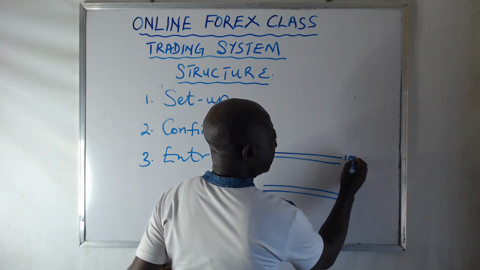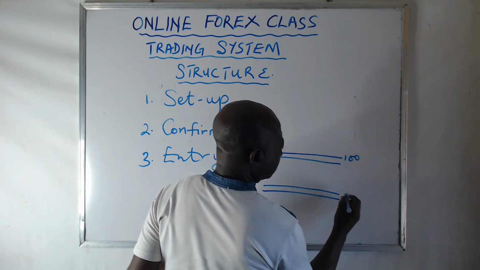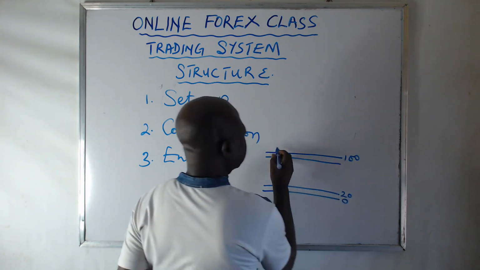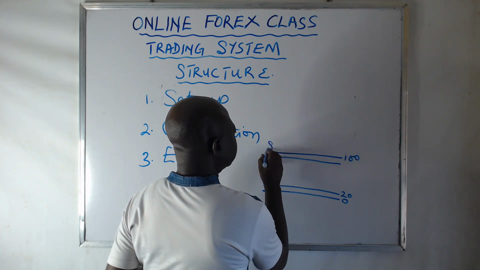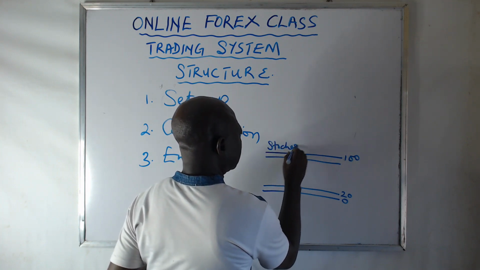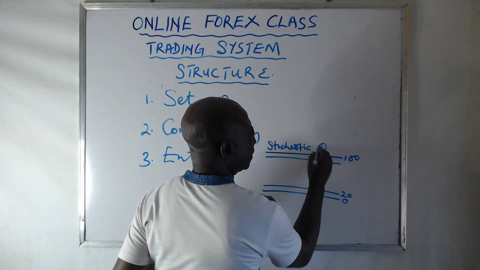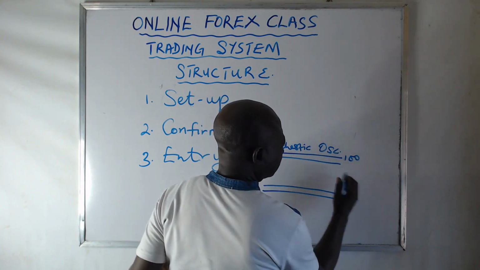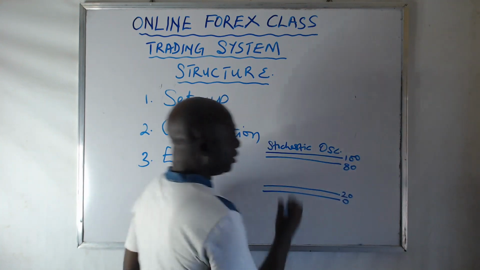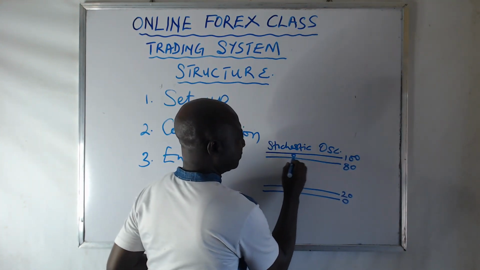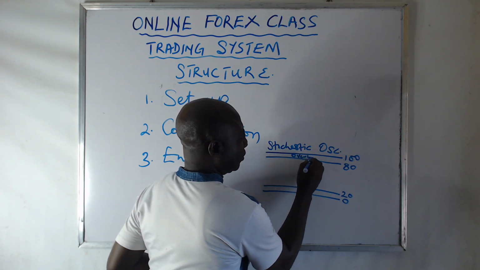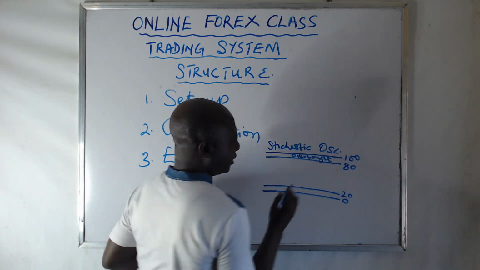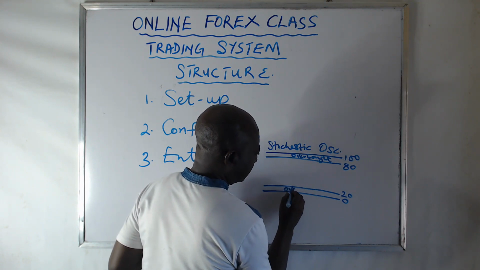This is 100, this is 0, this is 20. This is in the case of a stochastic oscillator. So this is 80. This place is overbought. This place is oversold.